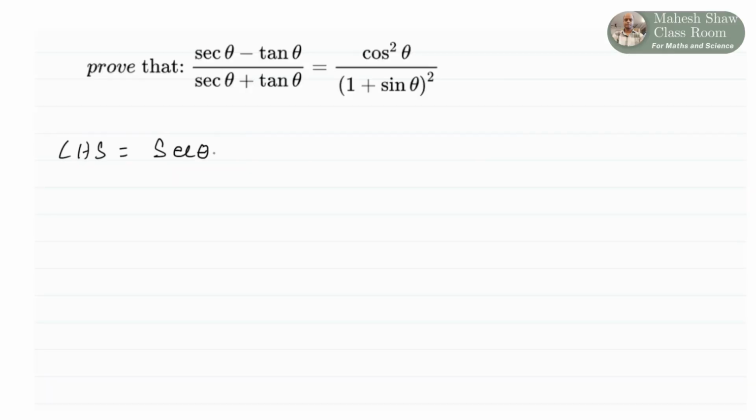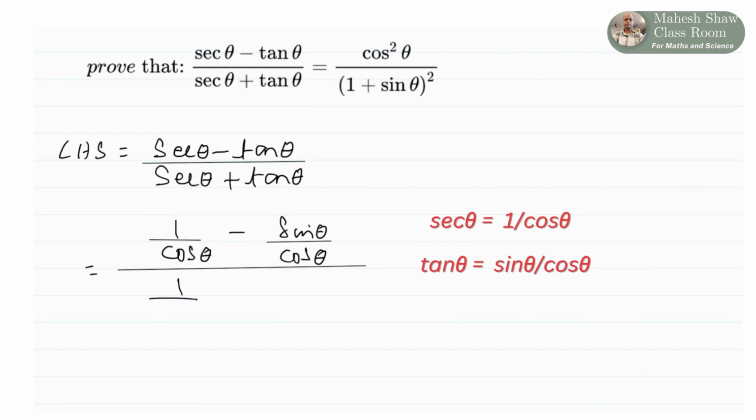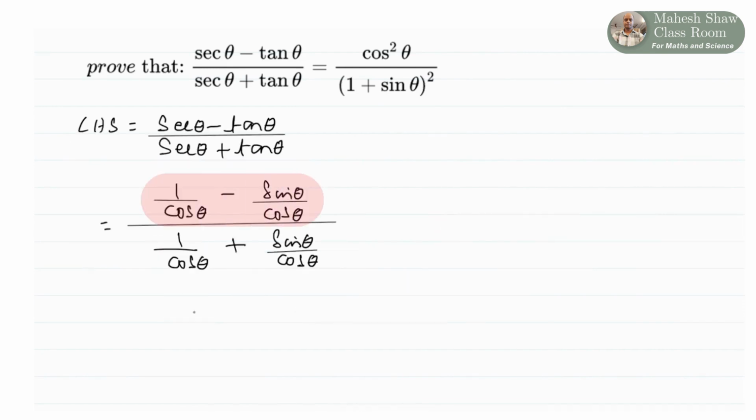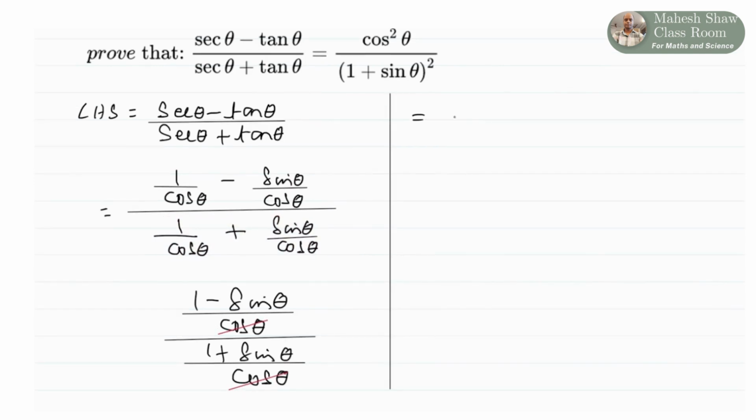We have LHS as secant minus tan over secant theta plus tan theta. Now we can write secant as what? 1 by cos, and tan as sin by cos. Now so we will do the denominator. So that is 1 by cos plus sin theta by cos theta. Now taking cos theta as LCM, we get 1 minus sin over cos theta. And so in the denominator, that is 1 plus sin theta over cos theta. Now here cos and cos get cancelled. That results to give 1 minus sin over 1 plus sin.